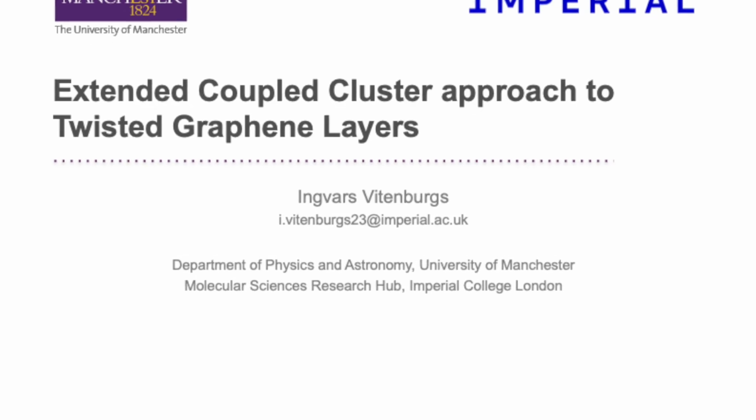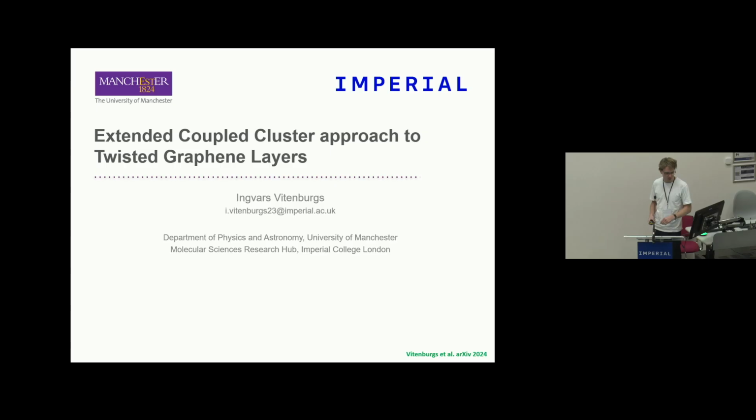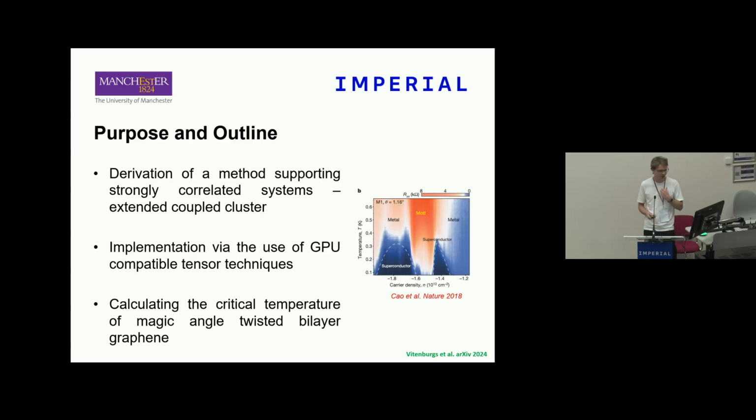So hello, everybody. I'll be talking about this coupled cluster extension we developed and how we applied it to twisted graphene layers. This project started in the theoretical physics group in Manchester and continued on to Imperial, which helped with giving me the computational resources I needed to actually do this. So why are we actually doing this?